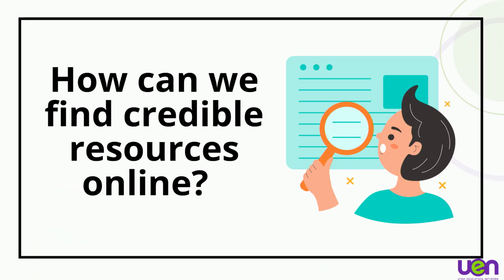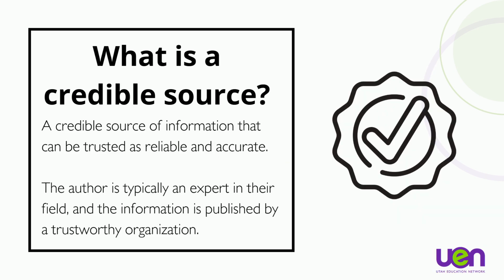So we have to ask ourselves, how do we find credible resources online? Nowadays with AI, it can be even harder to know what is real and what is not. We get misinformation, we get malinformation, we get disinformation. So we have to help our students navigate through this. So they say here, what is a credible resource? A credible resource is information that can be trusted as reliable and accurate. Therefore, oftentimes it's an author that's typically an expert in a field or an organization that's typically trustworthy that you can say is credible.